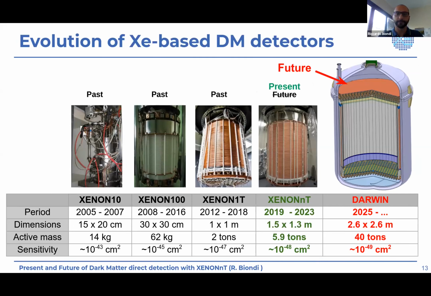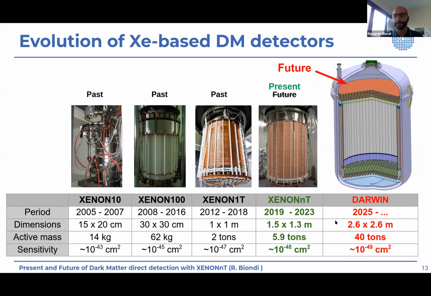XENON1T is only one step of the long history of xenon-based dark matter detectors. Its predecessors, XENON10 and XENON100, also had very compelling results, but the present, no more future, the present is the XENONnT detector that is now under commissioning at the LNGS, and I'm going to talk about this.